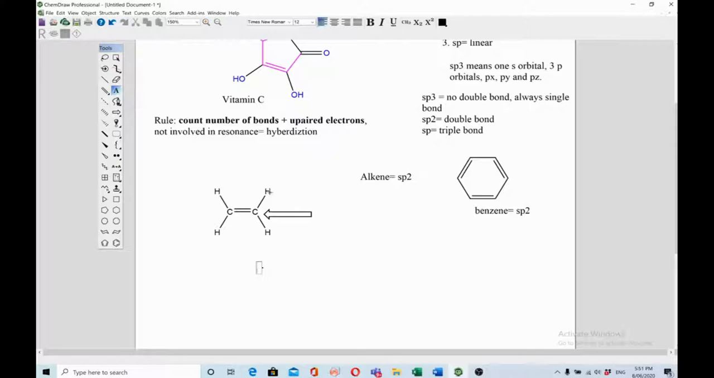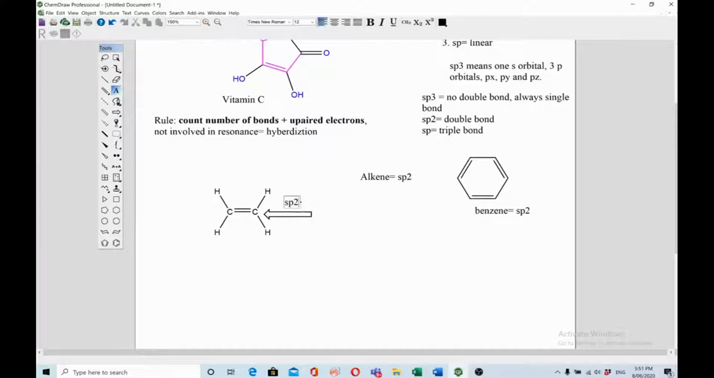So this carbon has hybridization sp2. The resultant of the count of number of bonds and unpaired electrons is 3, then it is sp2. If the resultant is 4, it is sp3. If the resultant is 2, it is sp.